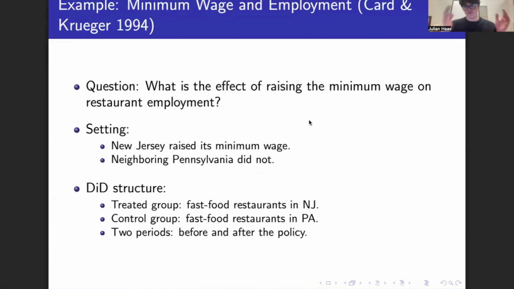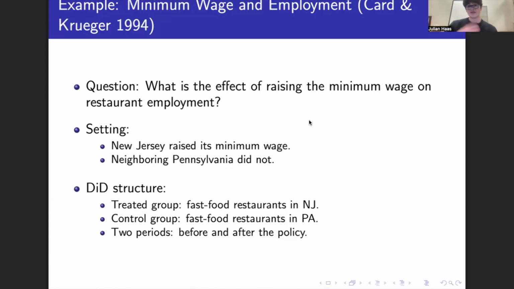So this all originates from David Card and Alan Krueger's 1994 paper in the AER, where they try to assess the effects of the minimum wage on employment, right? So this is the age-old question in economics, something that we go over in Econ 101. They're going to test this empirically, right? And they're going to do this using a diff-in-diff.